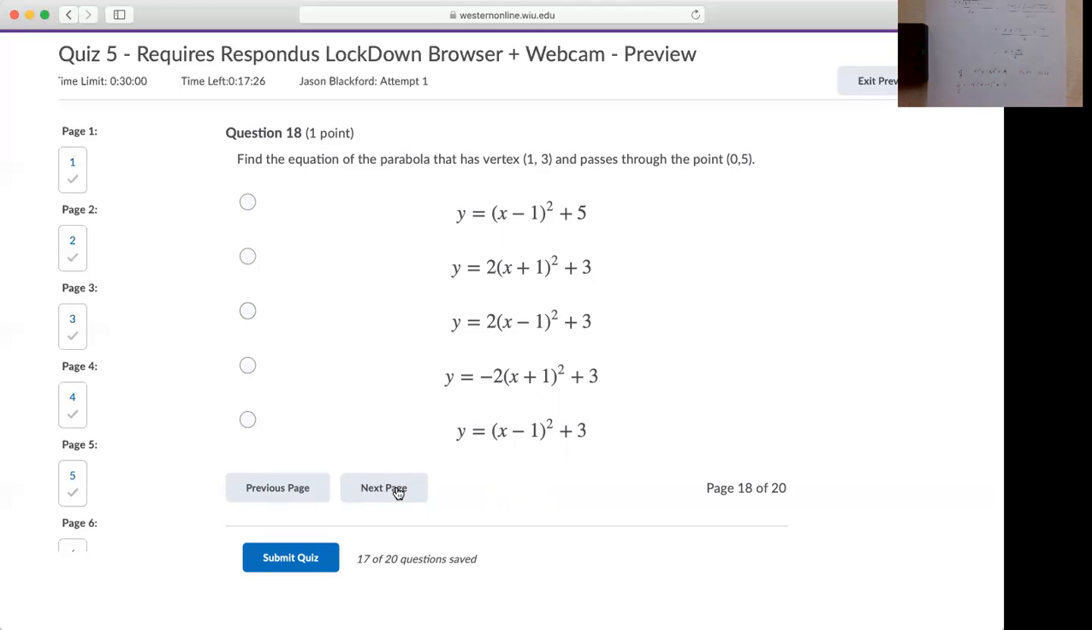Then to find what a is, we plug in the coordinates of the other point, x equals 0 and y equals 5. So 5 equals a times (0 minus 1) squared plus 3. So this means 5 is equal to a plus 3, since -1 squared is 1. And from here you can see that a is equal to 2. So y is going to be 2 times (x minus 1) squared plus 3.